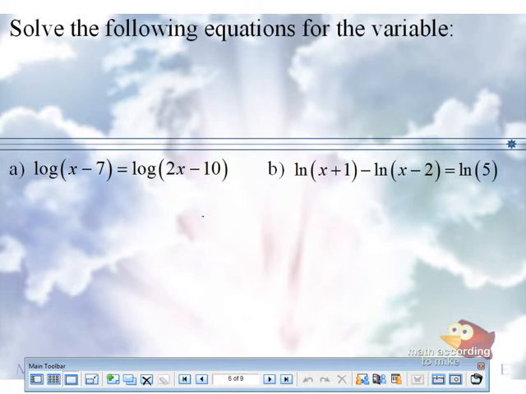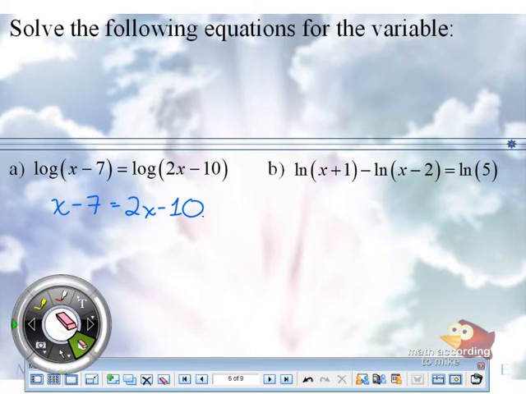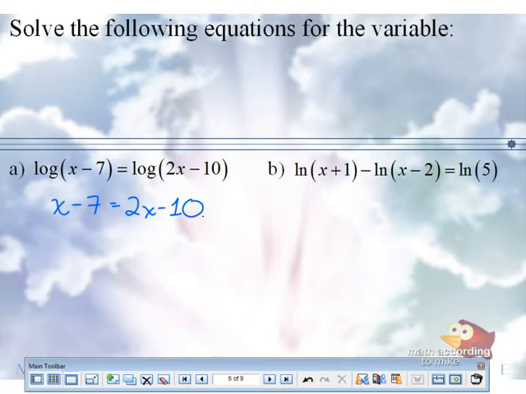Yep. So since in part A we have log equals log, we have one log on each side, then according to the one-to-one property, we can just set the arguments to be equal. So we'll say x minus 7 equals 2x minus 10. So how do we solve for x? Yeah, move stuff over so we can subtract that there, add that there. And what did you say about x? X equals 3.